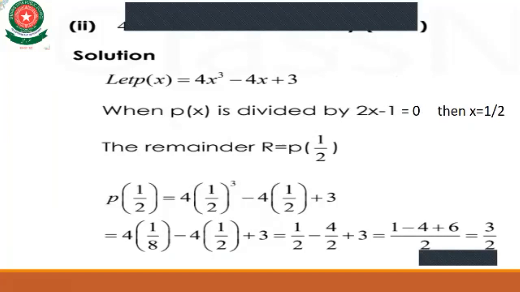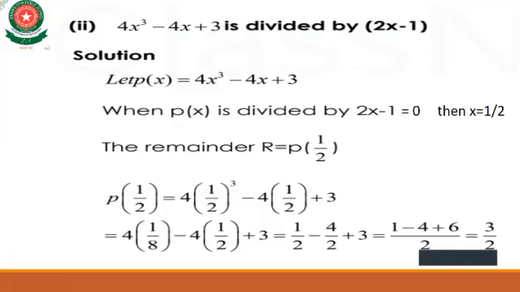Second part of question number one is 4x cube minus 4x plus 3. When p of x is divided by 2x minus 1, what will be the value of x? 2x minus 1 equals 0, the minus 1 shifts to the other side and changes into a positive sign, and 2 is multiplying here, so dividing both sides by 2, the value of x is equal to 1 by 2.